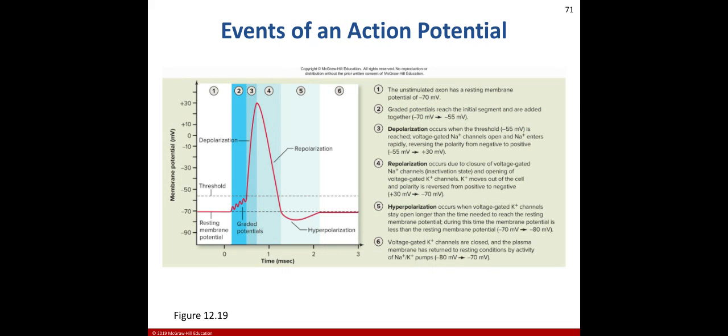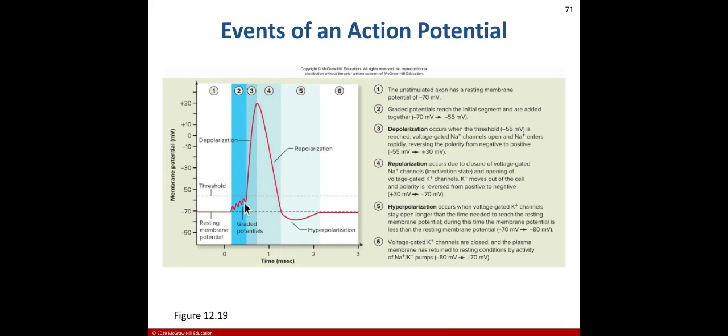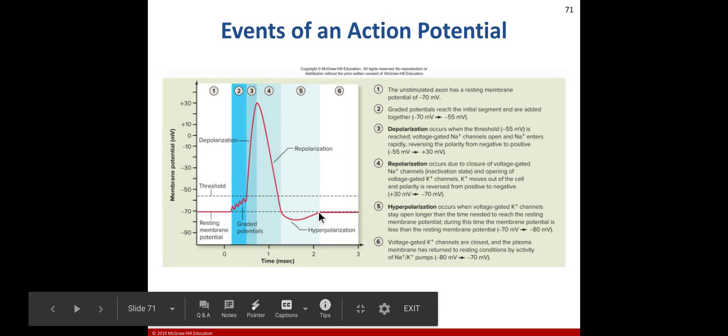So here's what this would look like graphed out. Resting potential. Now you've got your graded potentials where you're getting those IPSPs and EPSPs. We reach the threshold. All or nothing depolarization. So rapid. Repolarizing. Potassium channels stay open. Hyperpolarizing. Back to normal.